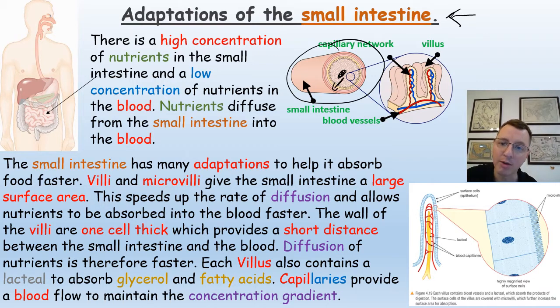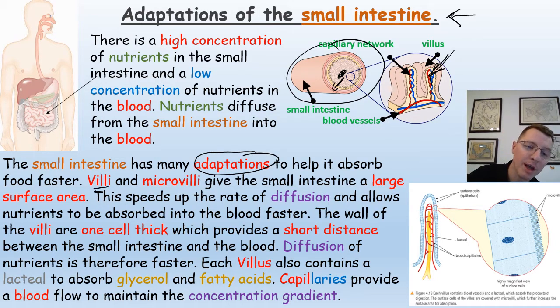If you have a look at that zoomed in, we have here all of that blood, and we want to get as much of the food molecules into there as quickly as possible. So how does this work? Well, there is a high concentration of nutrients in the small intestine and a low concentration of nutrients in the blood because you've just eaten a meal. So the nutrients will diffuse from the small intestine into the blood. And the small intestine has many adaptations to help it absorb food faster.